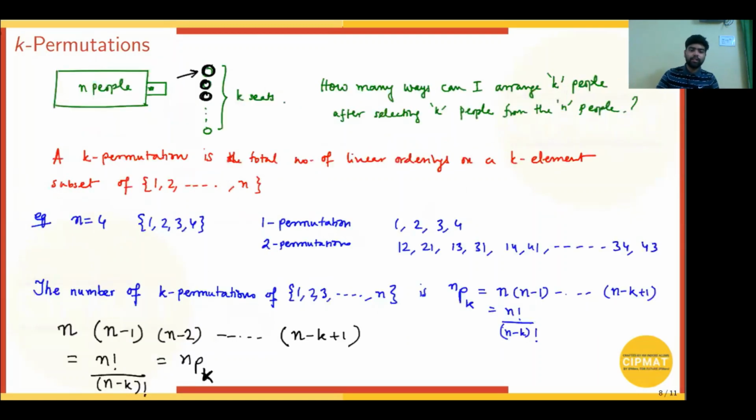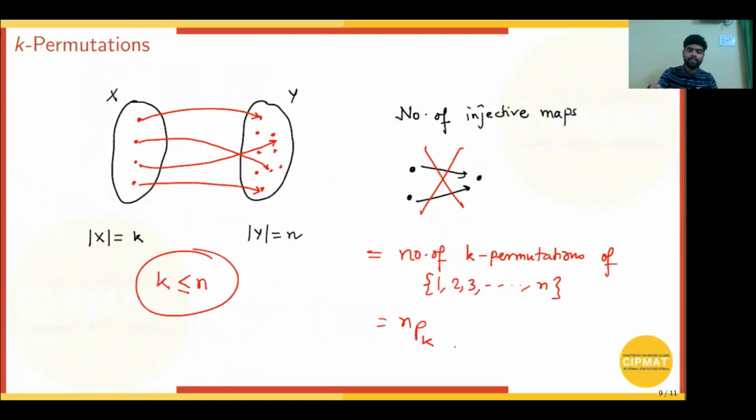The next thing that you should take from this video is the number of injective maps from X to Y, where X has k elements and Y has n elements, such that k is less than or equal to n. Then the number of injections is going to be nPk. This can be asked in the exam. So keep this in mind, and that will be it for today's video.